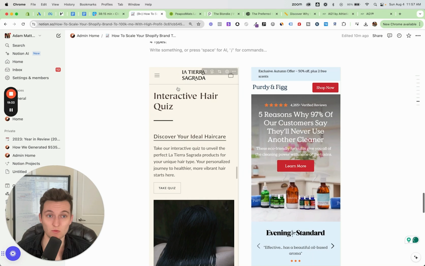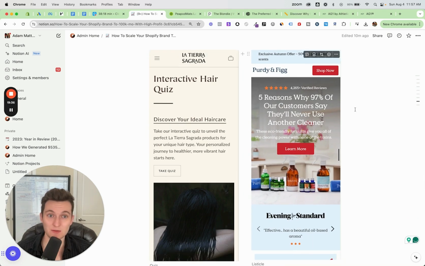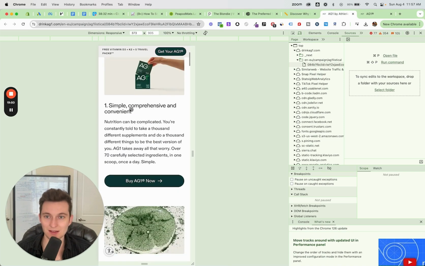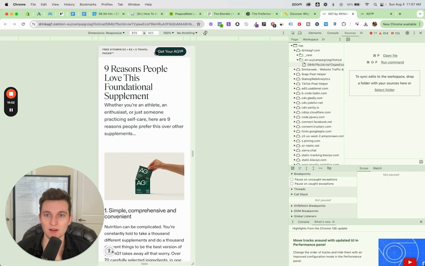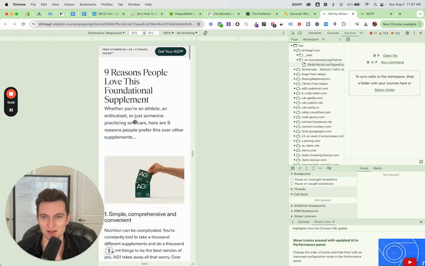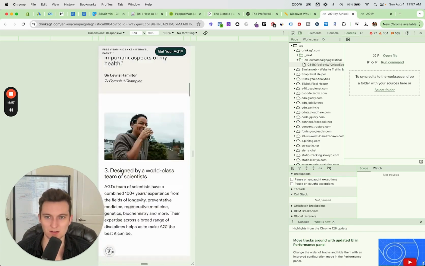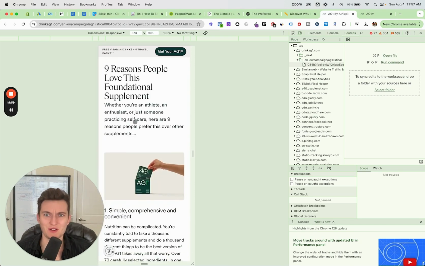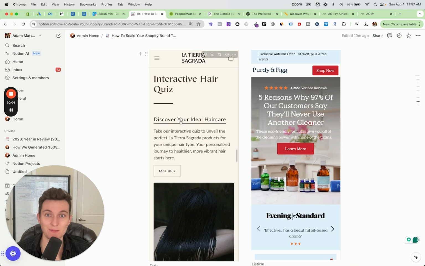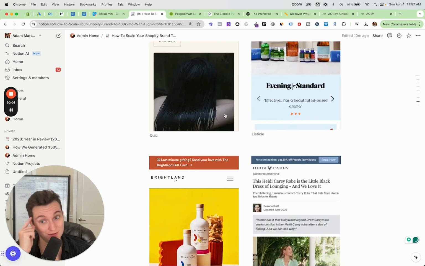In addition, there are listicle landing pages, where you list out four reasons why, five reasons why. This one here says, 97% of our customers say they'll never use another cleaner, and then you can have a subheadline. What you do for these, and I'll show you an example, is list out the reasons in a very visual way. You can see AG1 does them as well. I think they're a $1.2 billion brand, and they send almost all of their traffic from their ads to landing pages. So that's something to take note of.